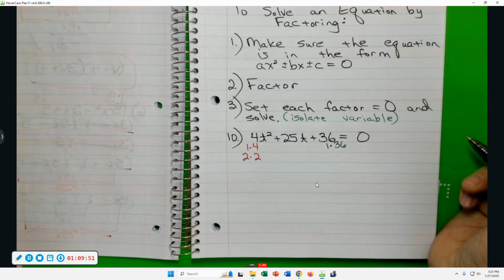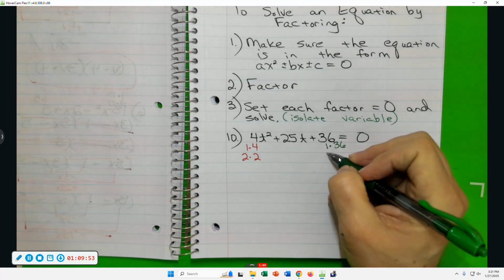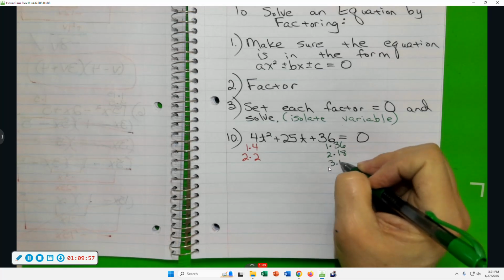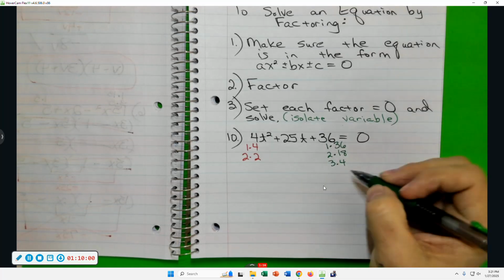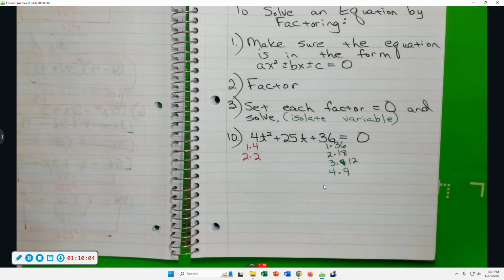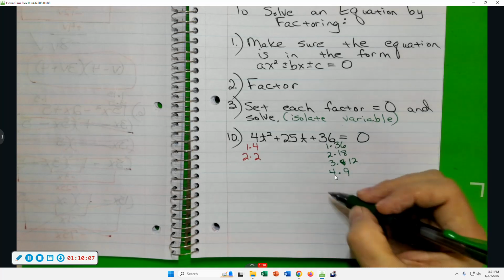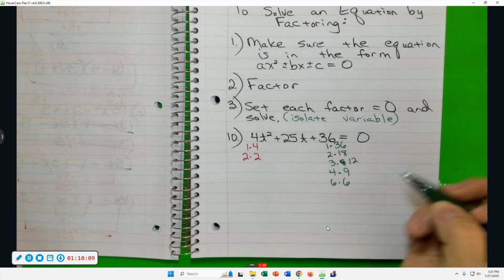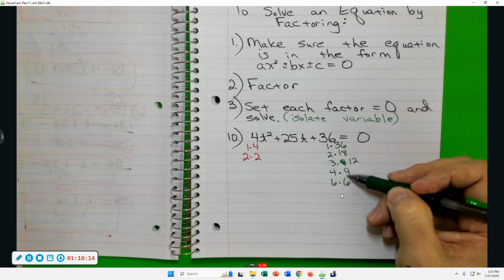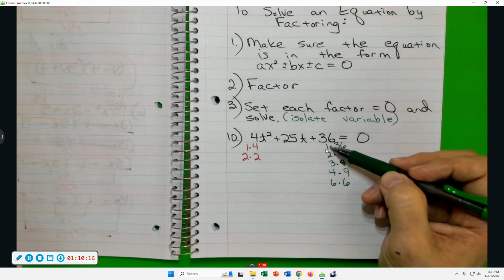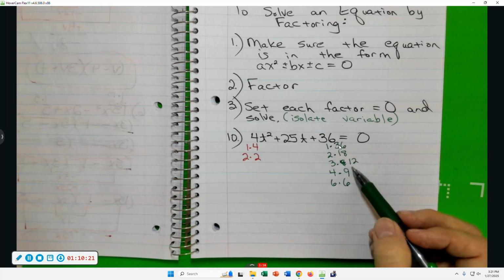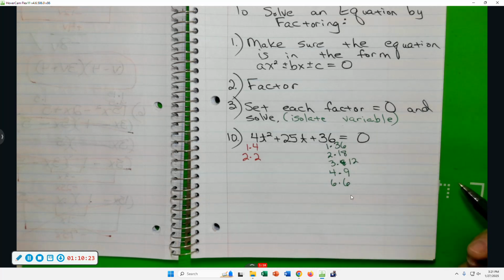Does 2 go evenly? 2 times 18. 3 times 12. 4 times 9. Anything else? 6 times 6. The next number we would check is 7, but 7 is between 6 and 9, so it doesn't work. If you start like I'm doing, you can list them all out, and when you get back and you're repeating the numbers, then you've got all of them.